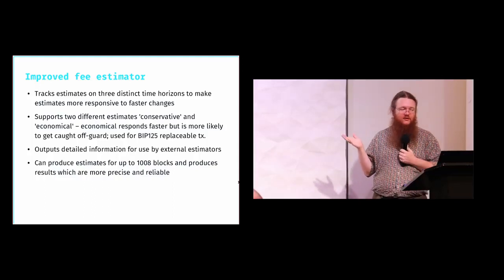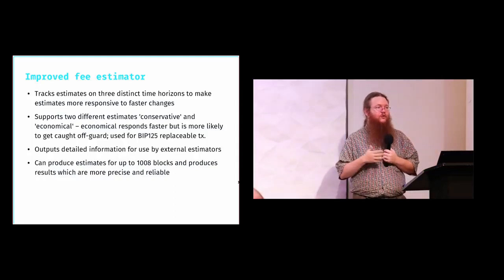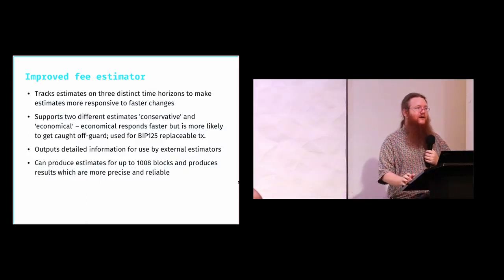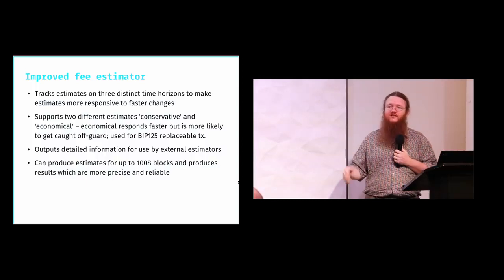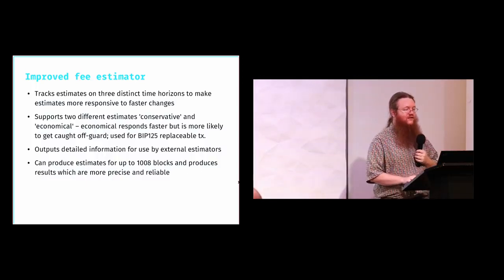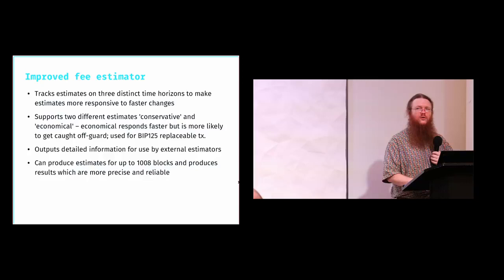And this new fee estimator can also produce estimates for much longer ranges of time. It can estimate for up to 1,008 blocks back, so basically a week back in time. You can say, I don't care if this confirms anytime in the next couple of days, and it can produce useful estimates for that. It fixes some corner cases where estimates were just nuts before.